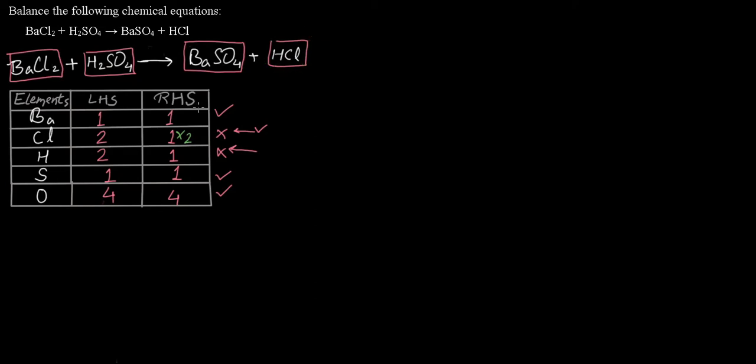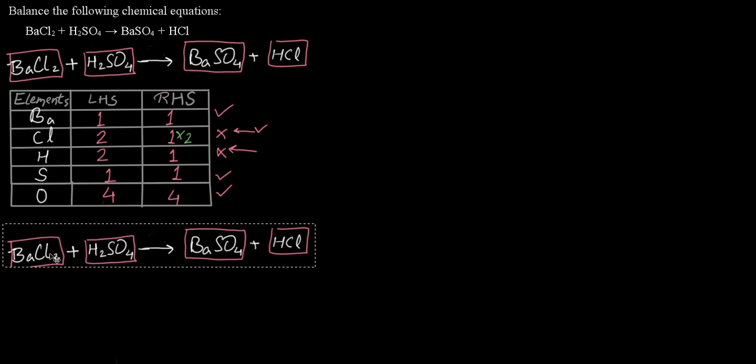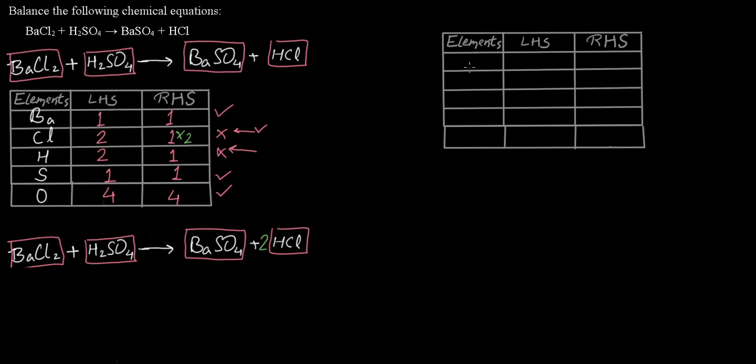So we will rewrite the equation here, and we will just multiply this molecule by 2. Okay, so we will count the number of atoms on both sides. Once again, we have barium, chlorine, hydrogen, sulfur and oxygen.